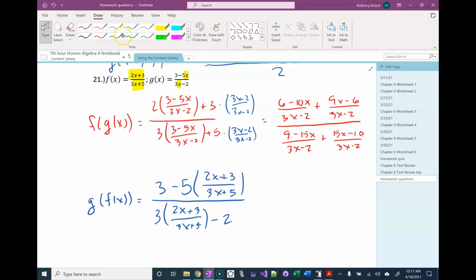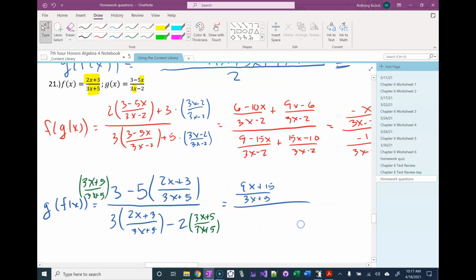Okay, just like before, I'm going to make a common denominator. The common denominator here is 3x plus 5. And we'll distribute the coefficients through, just like we did last time. So it's going to be 3 times 3x is 9x, 3 times 5 is 15 over 3x plus 5. And then I'm going to leave the negative sign there. So 5 times 2x is 10x, and 5 times 3x is 15. You could push the negative sign through if you wanted to. I just didn't feel like doing it.